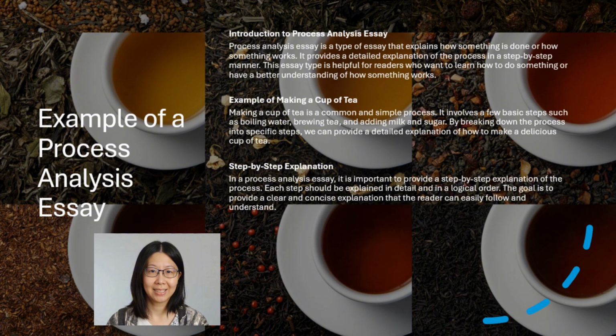Step by step explanation. In any process analysis essay, it's crucial to provide detailed, logical steps. Each step should flow naturally into the next, ensuring that the reader can easily follow along. For instance, when making tea, the steps must follow a sequence. Boiling the water comes before pouring it over the tea leaves. Clear and concise explanations help ensure the process is both understandable and achievable for the reader.